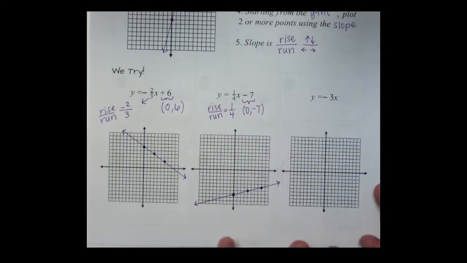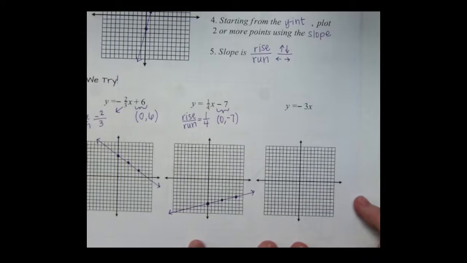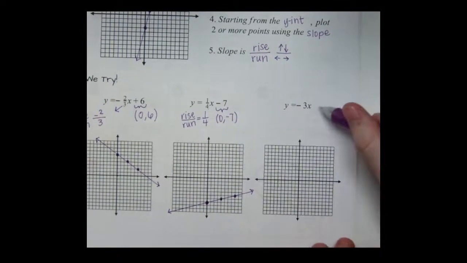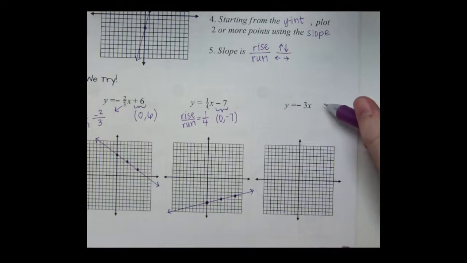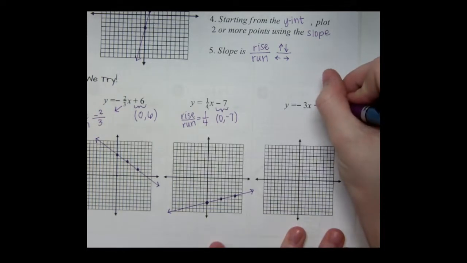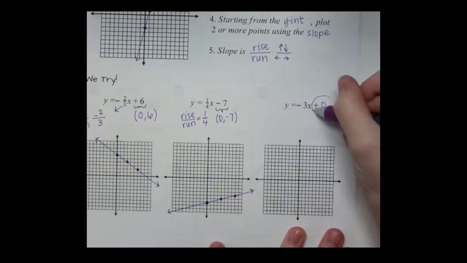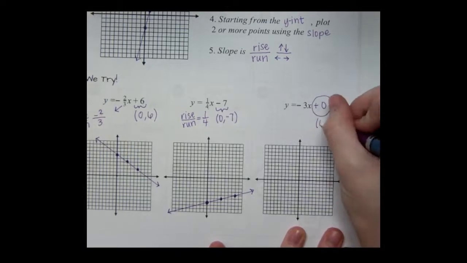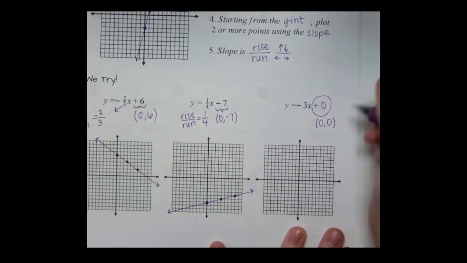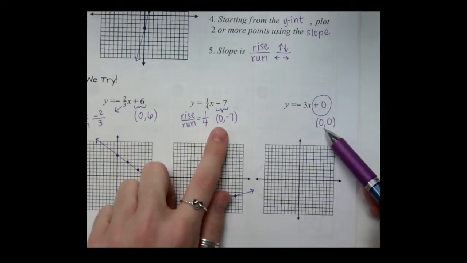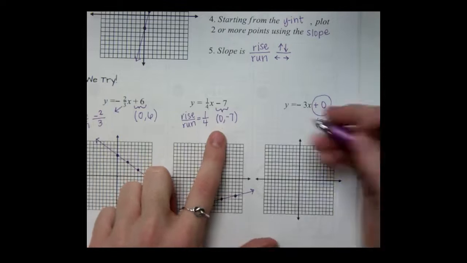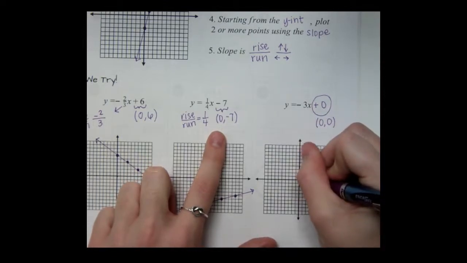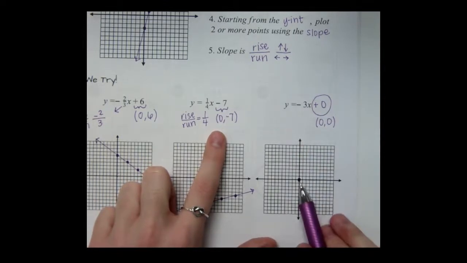Okay, for our last one, we still follow the same steps, but this time we don't have a y-intercept. Or so it seems. Really, this is saying plus 0. So our y-intercept is going to be (0, 0). Remember, it's (0, a number). Well, our number is 0. There's nothing there. So my y-intercept is the origin of my graph, the very center.